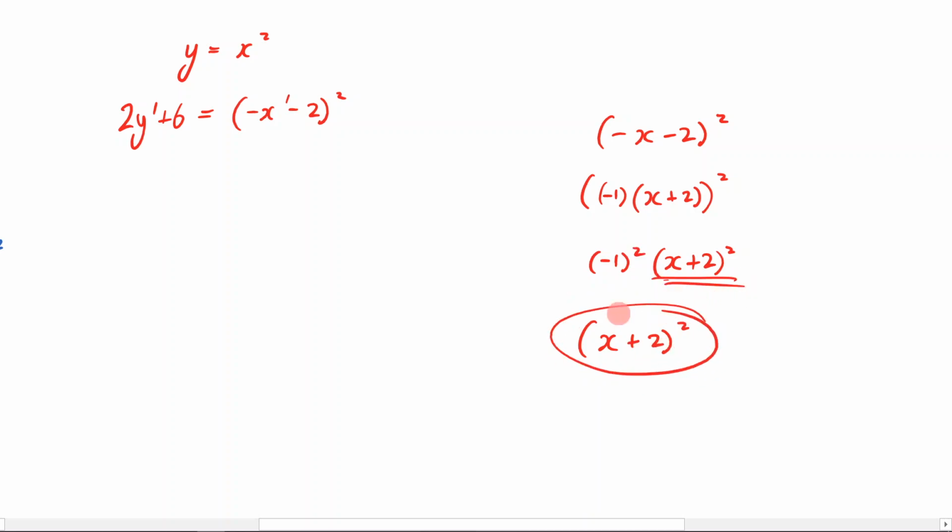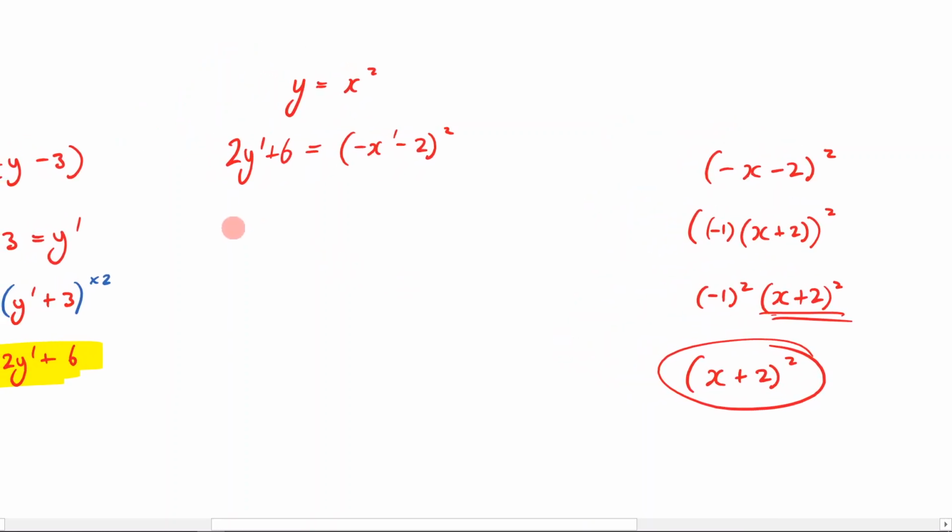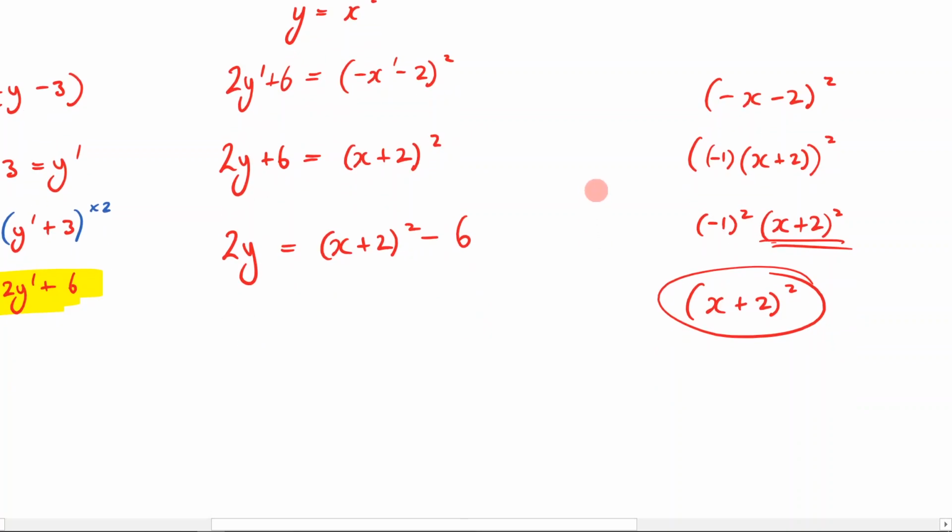So that means I can come over here and say 2y + 6 is equal to (x + 2) squared. And now it's just a matter of solving it for y. So it's going to be 2y = (x + 2) squared - 6. And we keep on going.